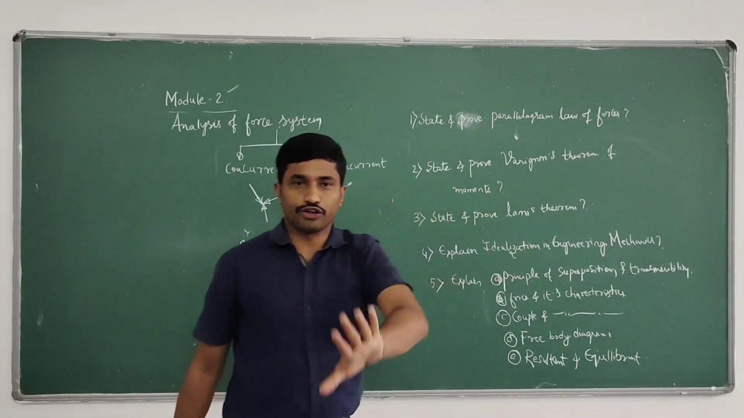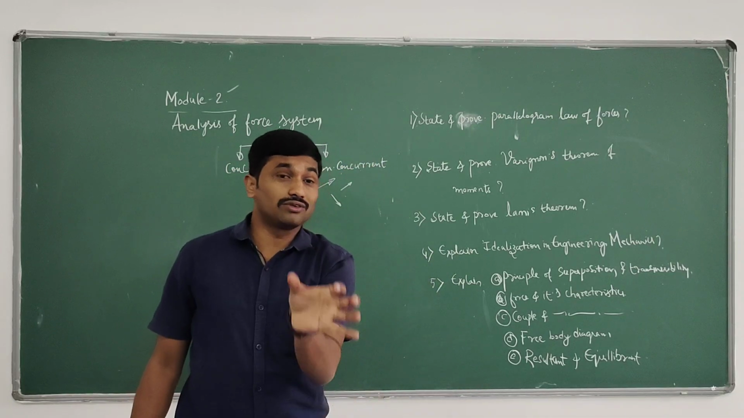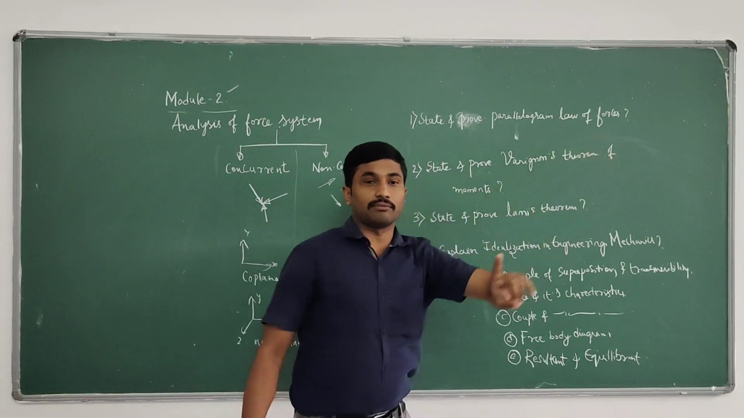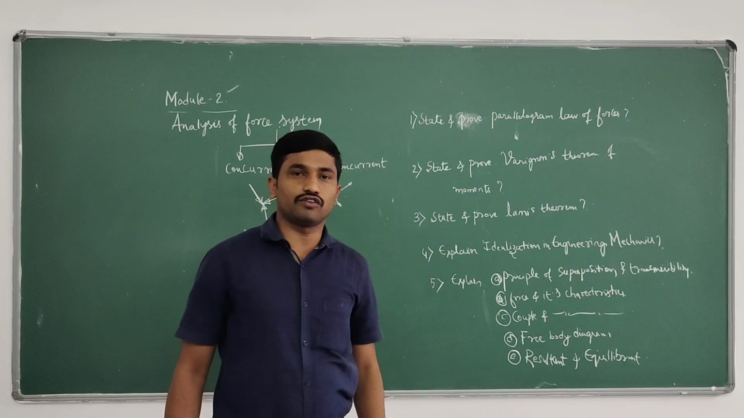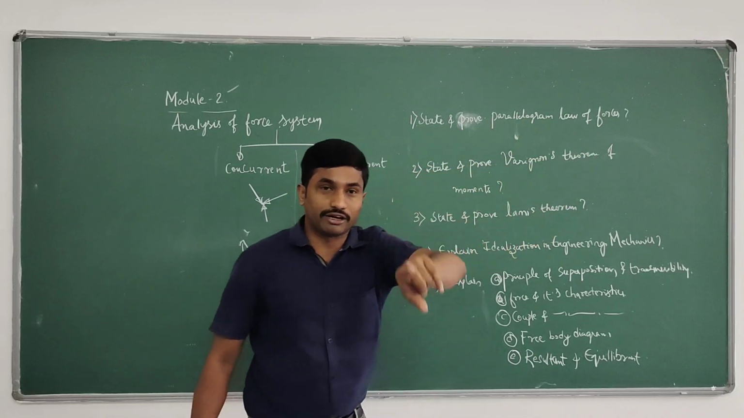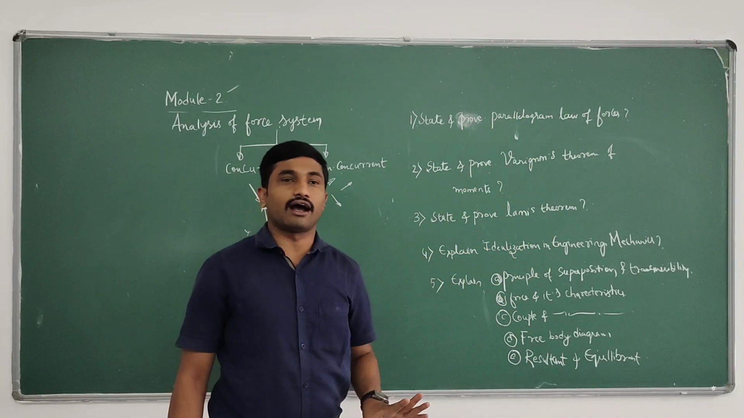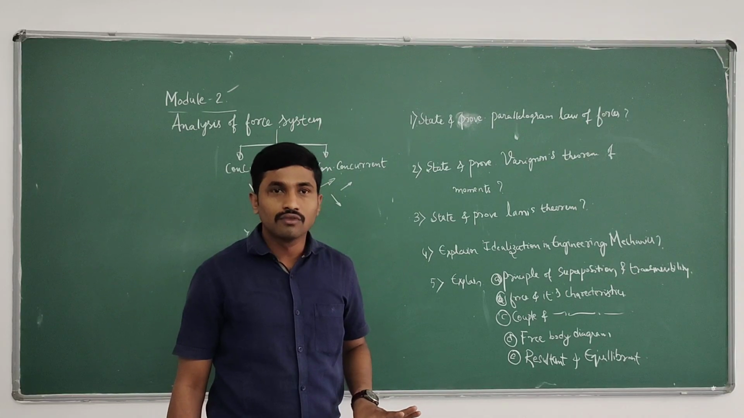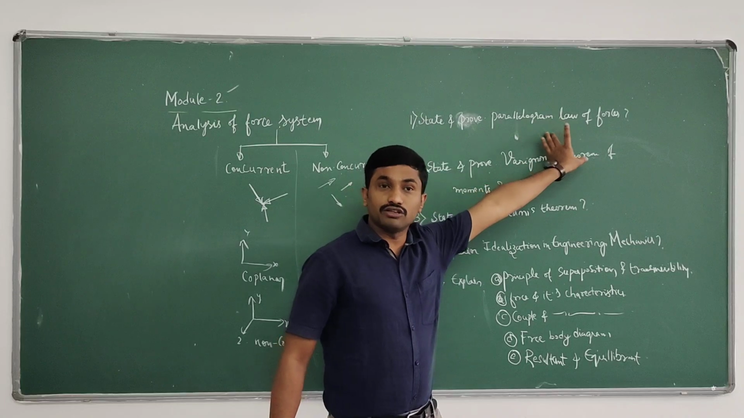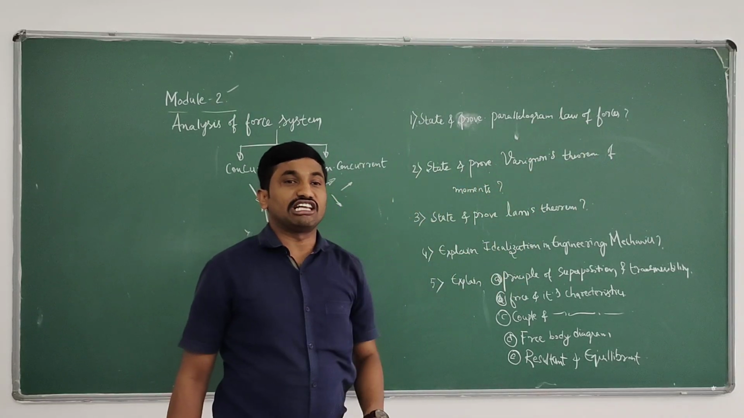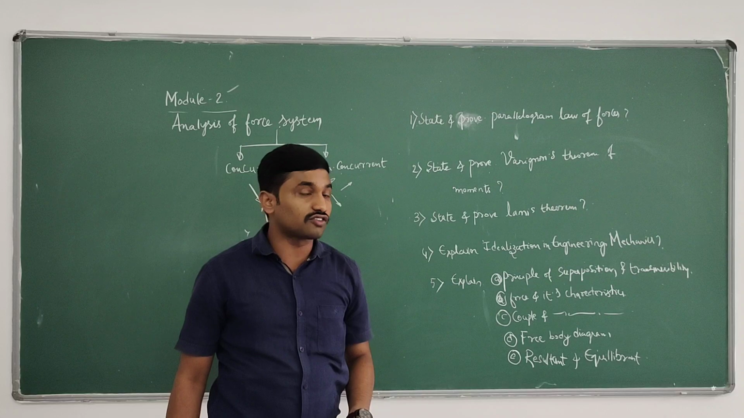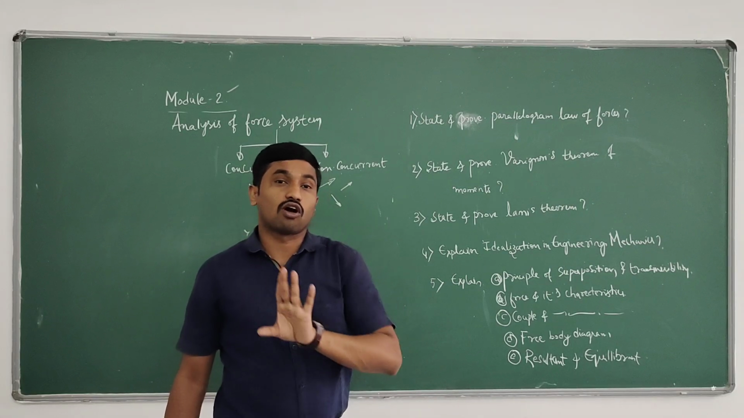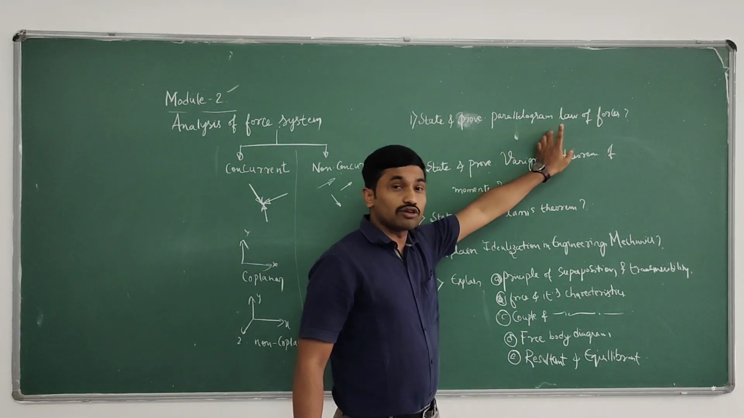Here, in the parallelogram law of forces, you have to prove the resultant as well as its inclination. This parallelogram law is applicable for only two concurrent forces. P and Q are the two forces meeting at a single point, then the resultant is given by R equals square root of P square plus Q square plus 2PQ cos alpha. That is the resultant equation. And the resultant inclination is given by theta equals tan inverse of Q sin alpha divided by P plus Q cos alpha. That is very, very important in the parallelogram law.